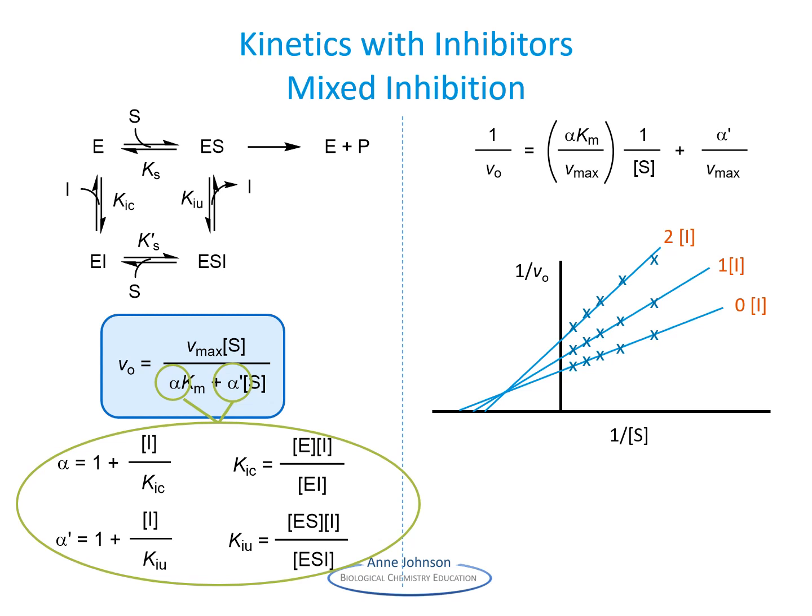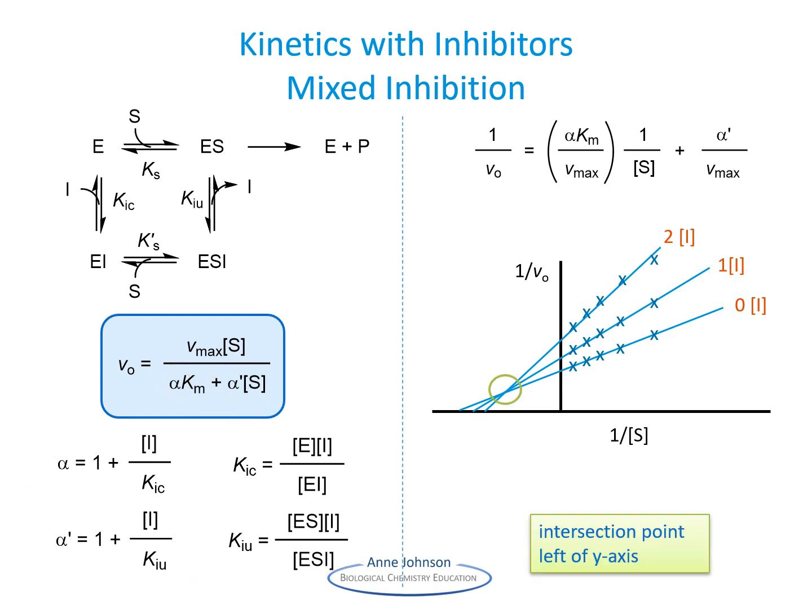When the inhibition data is plotted on a Lineweaver-Burk plot, the lines intersect to the left of the y-axis. The intersection point could be in the quadrant shown here, on the x-axis, or below the x-axis. This intersection point and its location are indicative of mixed inhibition. You will notice that like competitive inhibition, the slopes increase with increasing inhibitor concentration.